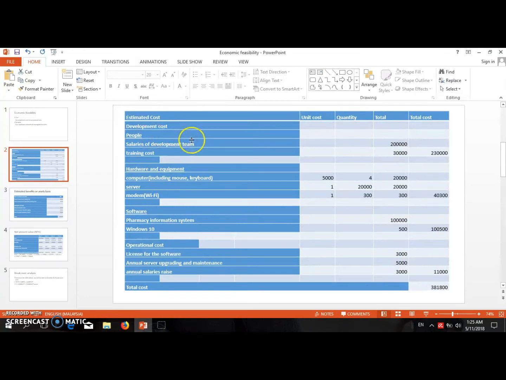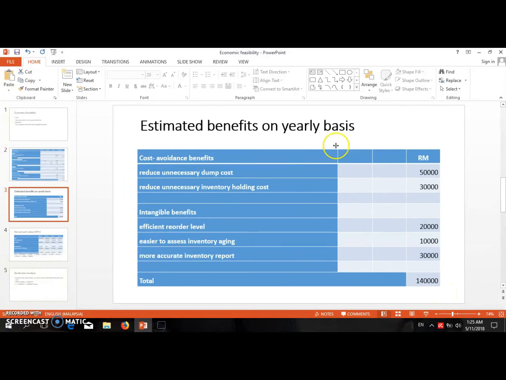This table shows the estimated cost of the system. As I mentioned just now, the estimated cost can be classified into two, which are the development cost and the operational cost. After we sum up all the costs, we get the total estimated cost of the system, which is 381,800. After that, we will be estimating the benefits on a yearly basis. As I said just now also, the benefits can be classified into two, which are the cost avoidance benefits and the intangible benefits. After we calculate all the benefits, we get a total of 140,000 ringgit per year.